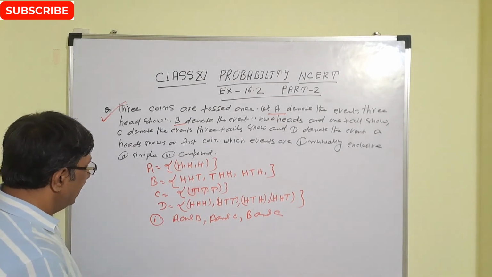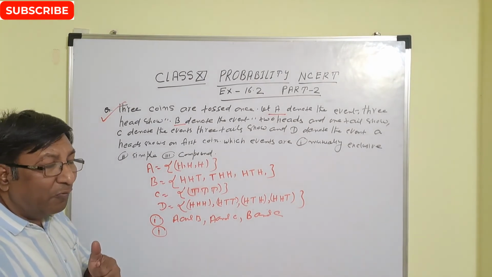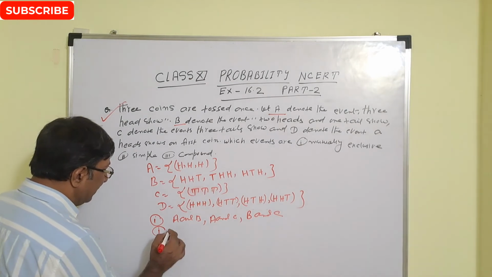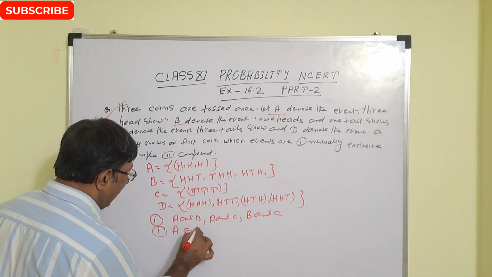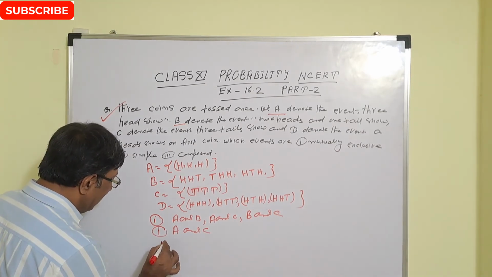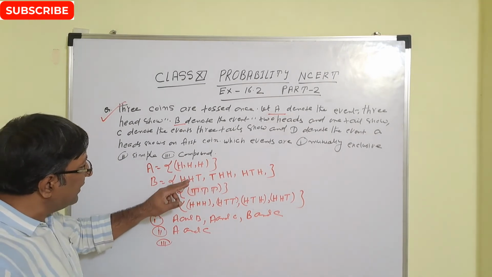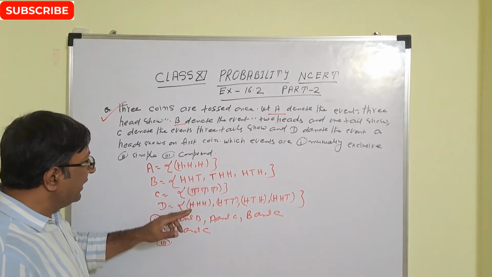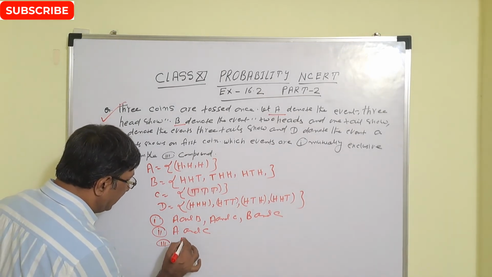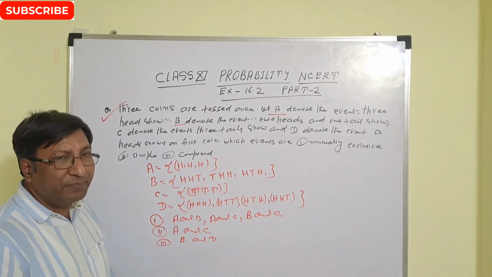Now simple. So what means simple event? Simple event which has only one outcome. So this is HHH and this is TTT. So A and C are simple events. And third part is what? Compound. So here B has 3 outcomes, 1, 2, 3. D has 1, 2, 3, and more. So B and D are compound events. So these are the correct answers.